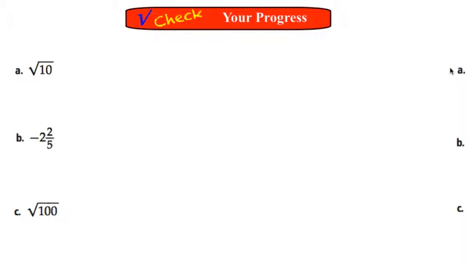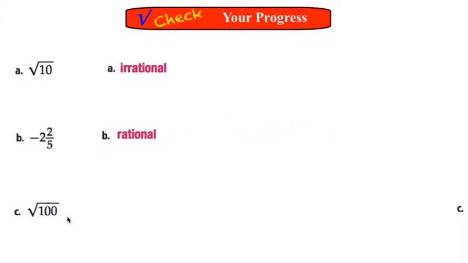All right, I hope you took a chance to try those. The square root of 10, is that a number that simplifies? Can we simplify that as a perfect square? And no, it is not. So that one turns out to be irrational. All right, negative 2 and 2/5. Can we write that as a fraction? Yes, we can. We can write that as negative 12/5. So that one is definitely a rational number.